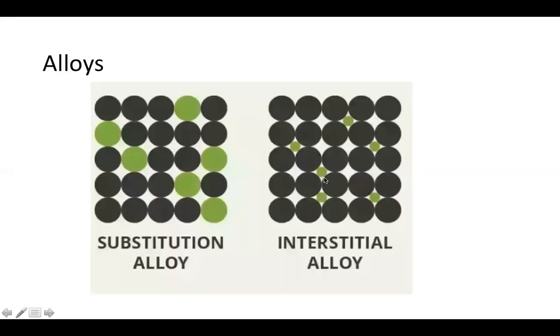Since it's fitting in between these spaces, there's less space between these host metal atoms, which causes interstitial alloys to be more rigid, stronger, and less ductile.